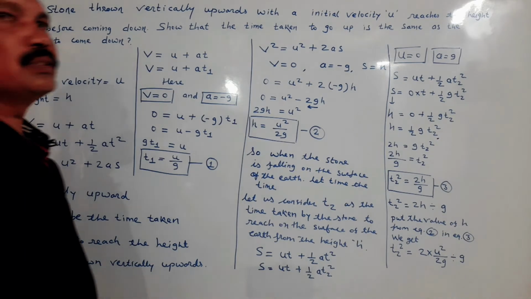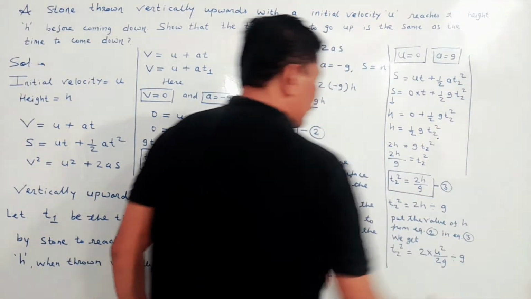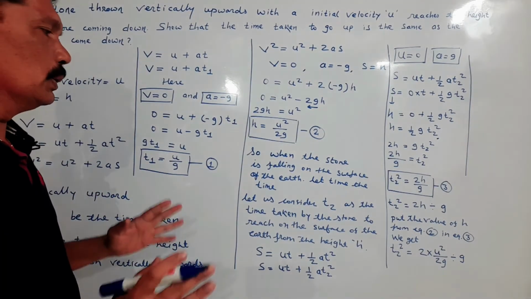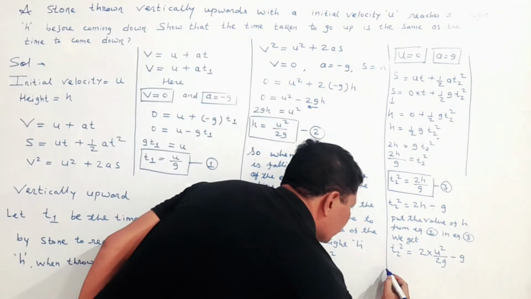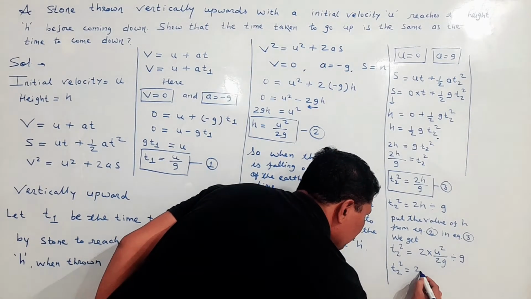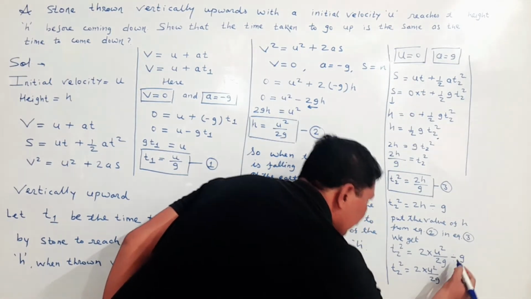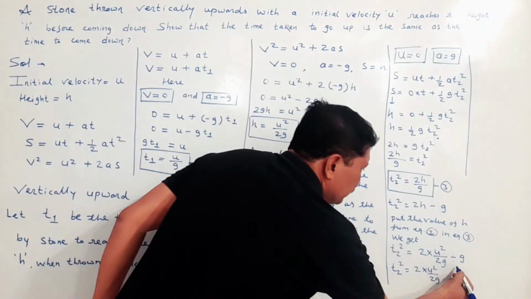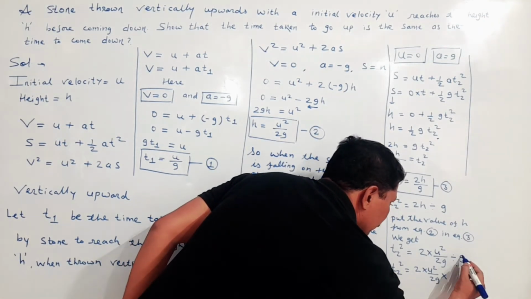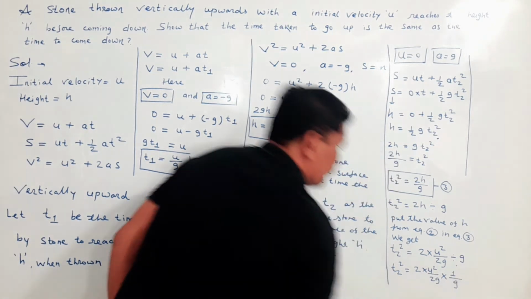Now my dear student, here we have to show that T1 is equal to T2. So what we can do? T2 square is equal to 2 into U square upon twice G. This is division. So this division we can convert it into multiplication. So we can take reciprocal. So G can be written as 1 by G.